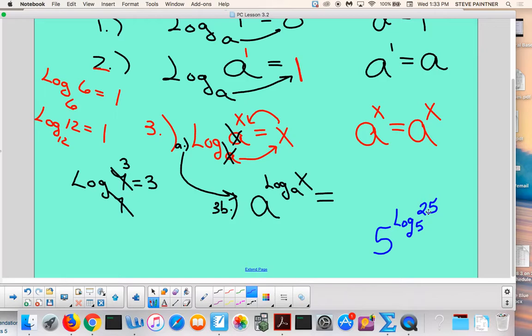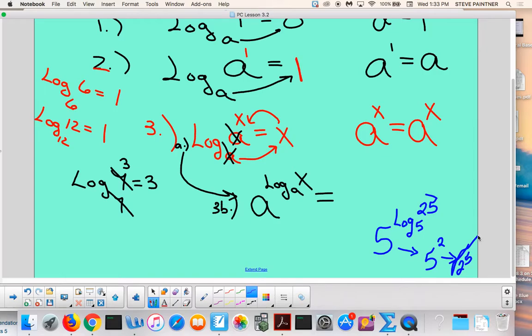So what you're doing is you're taking the number 5, you're raising it to what power? This power. But what is this number? Yeah, the log of 25 base 5 is 2. So this really says 5 squared. What's 5 squared? Hey, guess what? The answer is 25. So if I give you that problem, what's the answer?